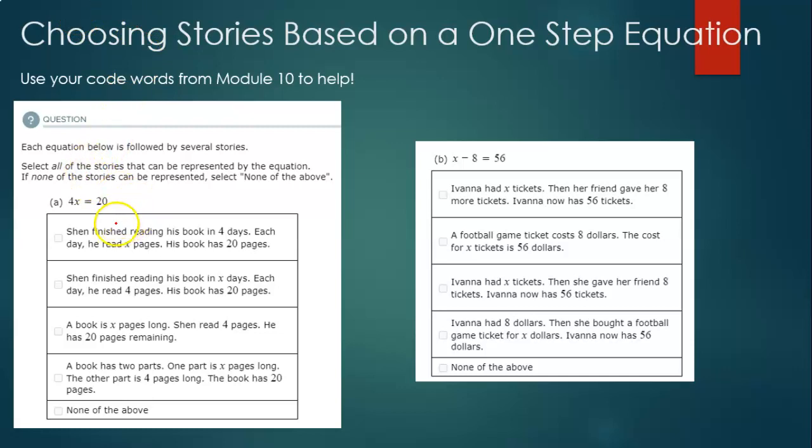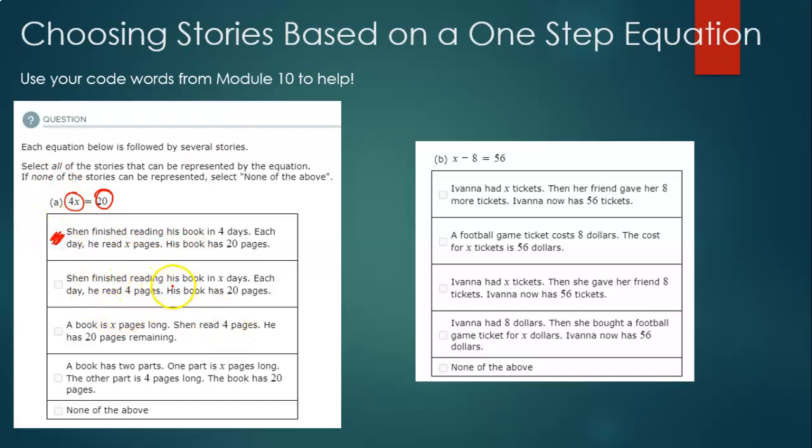All right, you should have worked your way through each one. We should notice that we have a multiplication problem here and a total of 20. Shen finished reading his book in 4 days. Each day he read X pages. His book has 20 pages. Yeah, because he's reading X pages every day. That's a multiplication problem, so I would choose that one for sure.